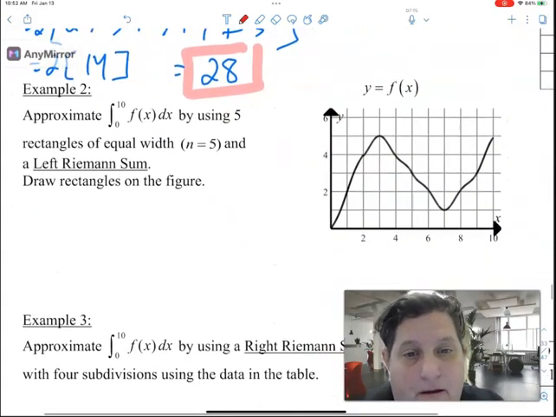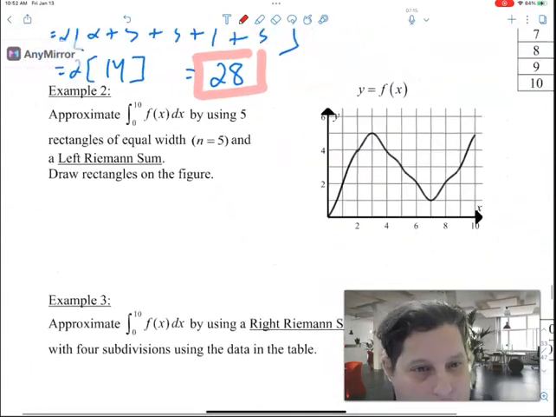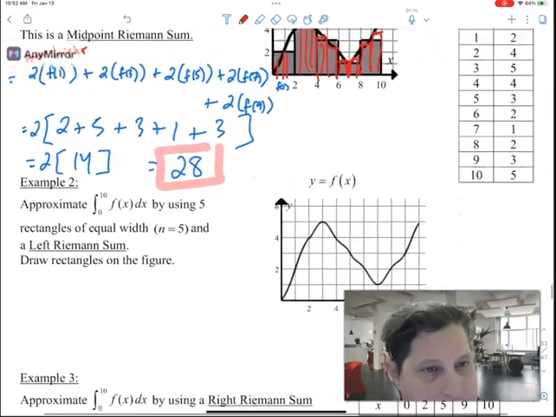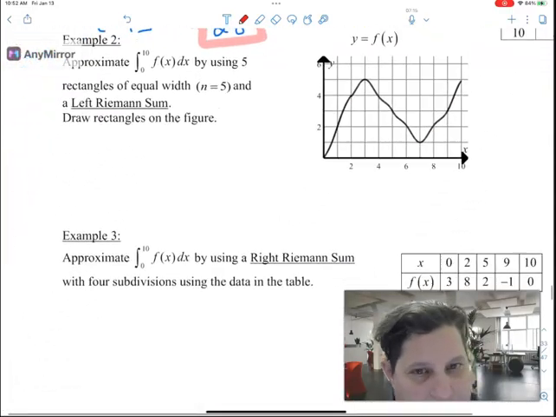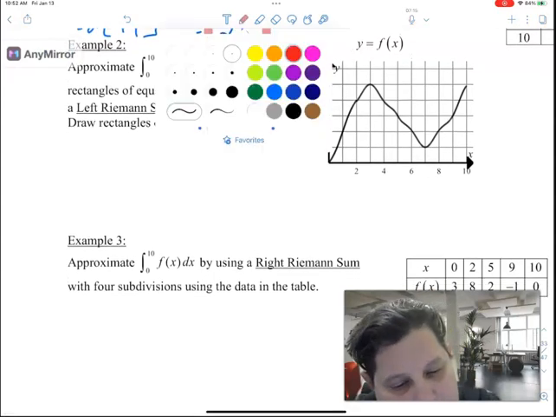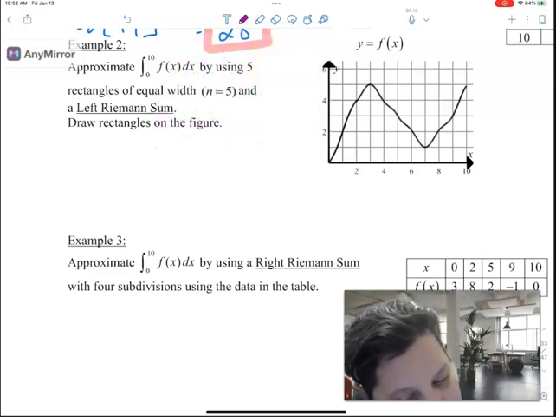Okay, let's approximate this. Is this the same graph? I think it is the same graph. I think these are telling me what numbers it goes to. I don't really need that. Let's approximate this with left. Draw rectangles on the figure. Okay, so my left, and again, I'm doing 5.